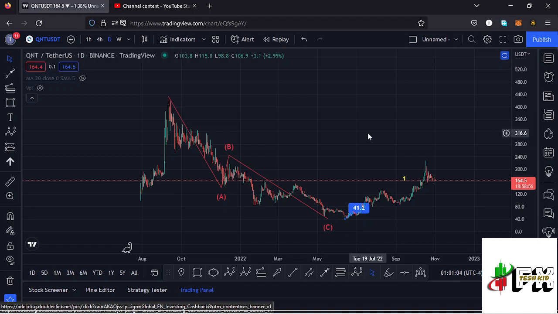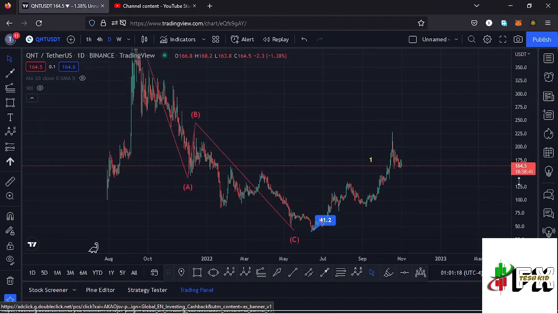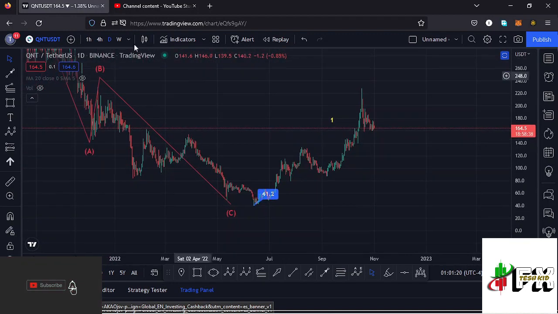I'll kickstart the video by giving a brief of what has been happening on this chart. Quant from the all-time high has been seeing lower prices in this massive ABC corrective movement, which has now taken us back to around the $41.2 mark, and after seeing that low down there, we saw a very nice bounce to the upper side, which has been obeying the Elliott wave structures.